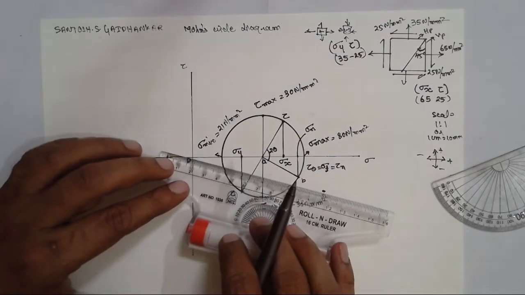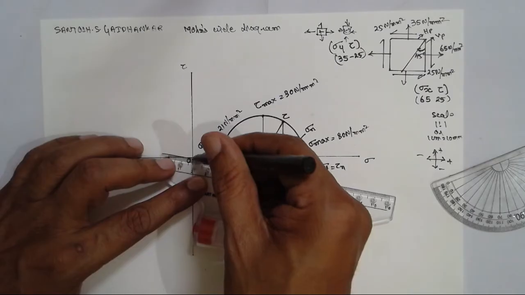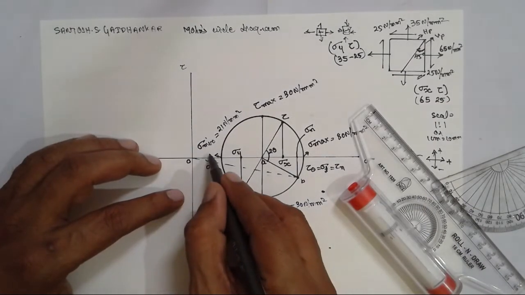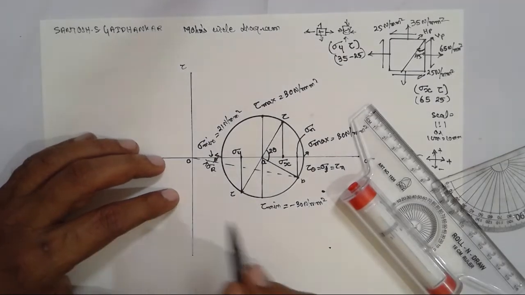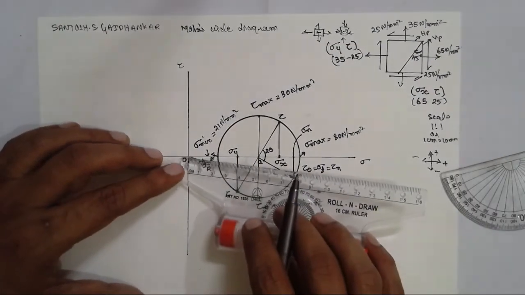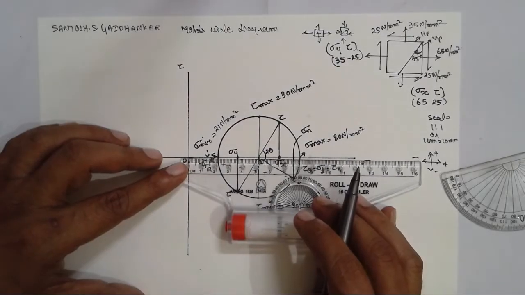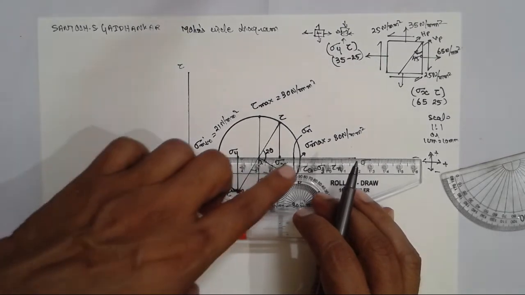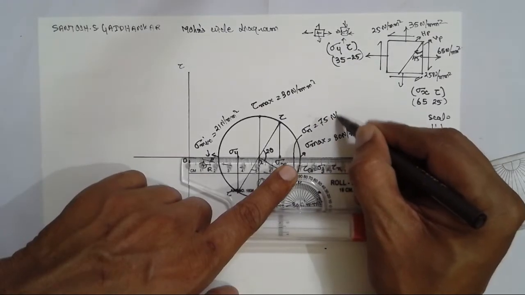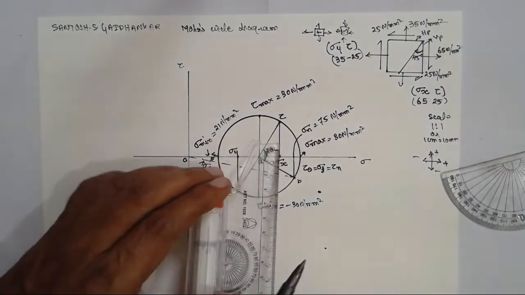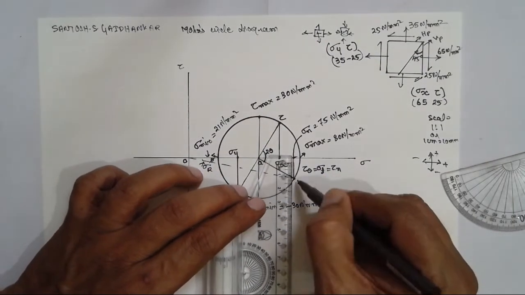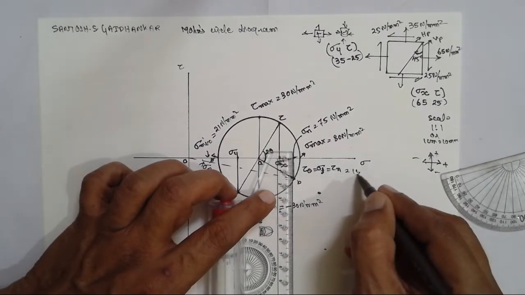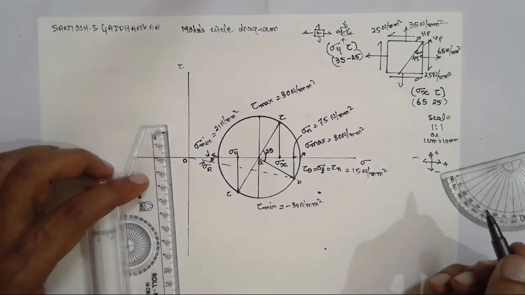And from O to B, a dotted line, which is nothing but sigma r. And this angle we call the angle of obliquity. Let us measure. From O to sigma n, the value is around 75. From O to sigma n, the value is 75 newton per mm square. Now the tau value, over this line to B, is 15 newton per mm square.